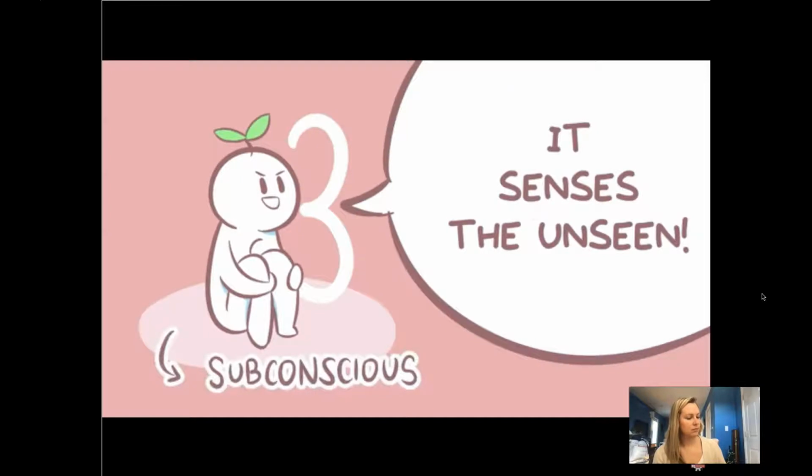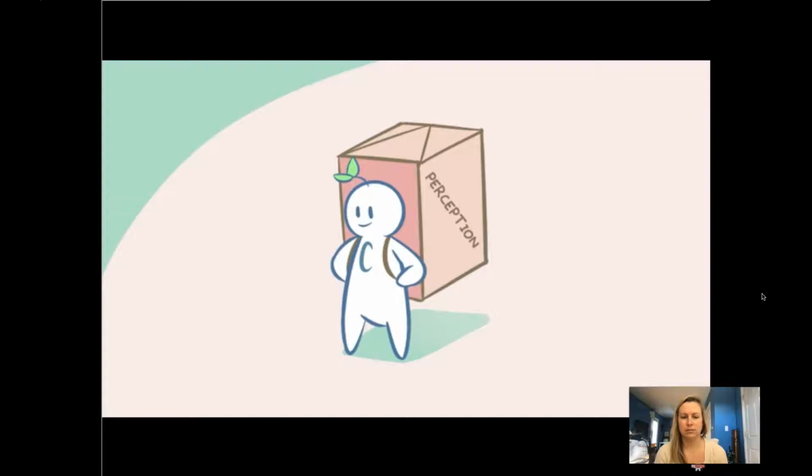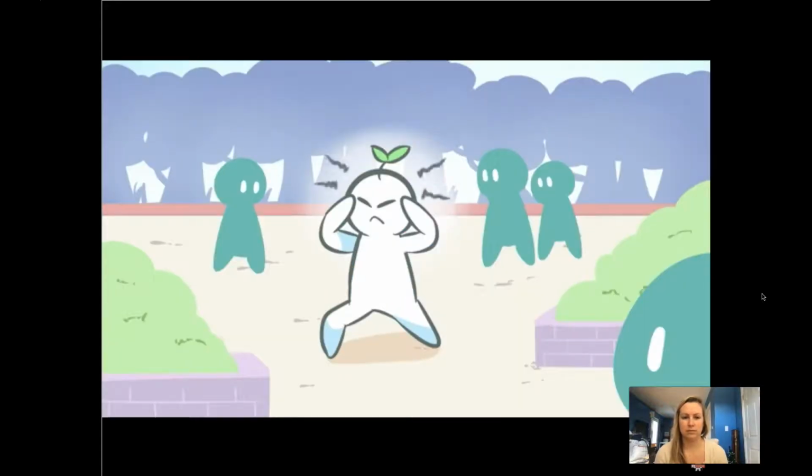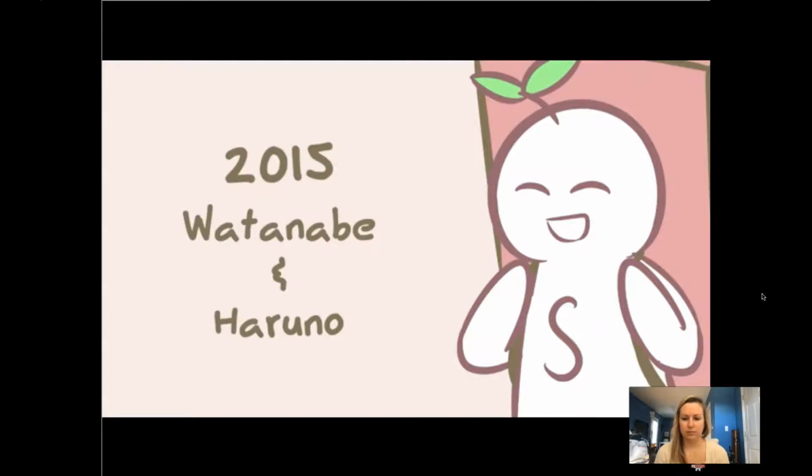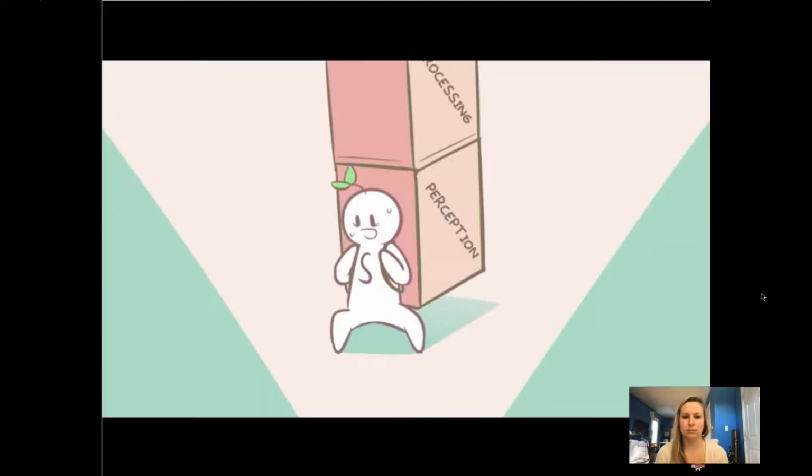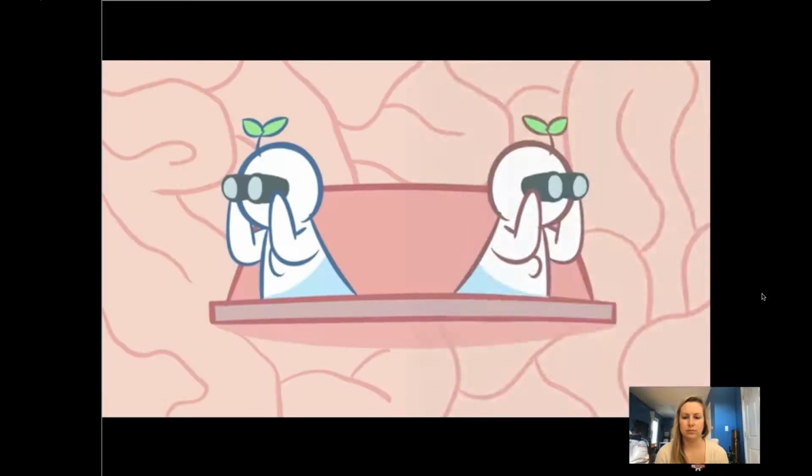3. It senses the unseen. Perception is one of your conscious mind's biggest responsibilities. It senses and processes the world around you. That way, you can navigate and understand your environment. But what about your subconscious mind? A 2015 study by Watanabe and Haruno discovered something strange. Turns out, your subconscious mind plays a crucial role in both perception and processing.